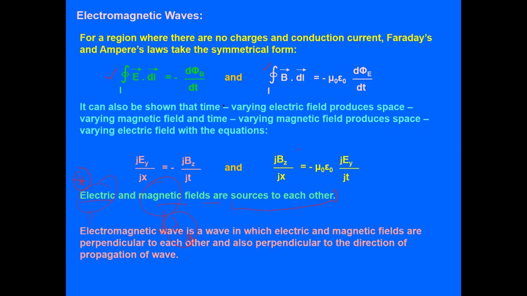So an electromagnetic wave is a wave in which electric and magnetic fields are perpendicular to each other and also perpendicular to the direction of the propagation. That means electromagnetic waves basically are photons, light. These are also a kind of electromagnetic waves.